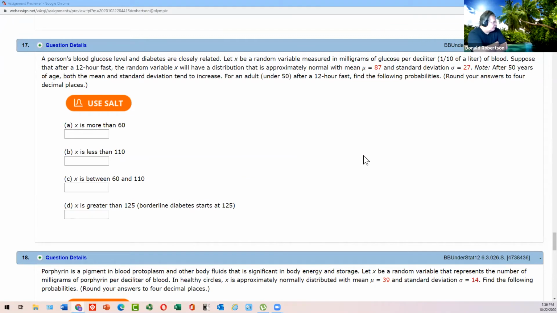So here's our next question. This is 17 from the homework. A person's blood glucose level and diabetes are closely related. Let X be a random variable that measures glucose in milligrams per deciliter, that's 1/10 of a litre of blood. Suppose that after a 12-hour fast, the random variable X will have a normal distribution. So here we go. Mu equals 87 and sigma is equal to 27.